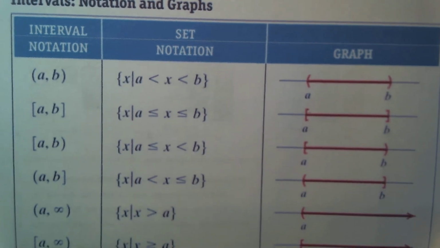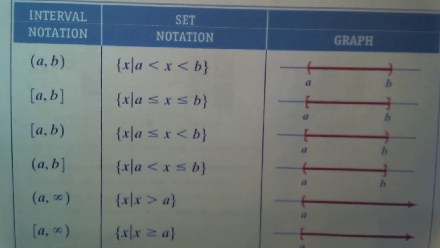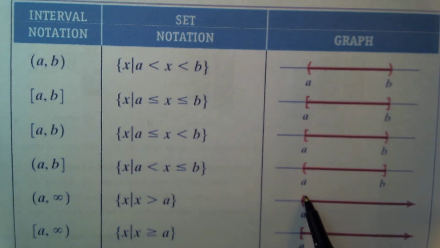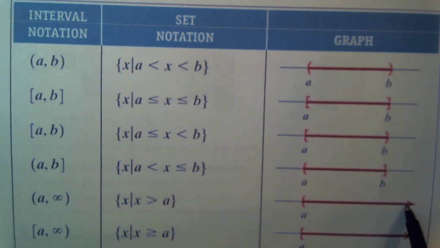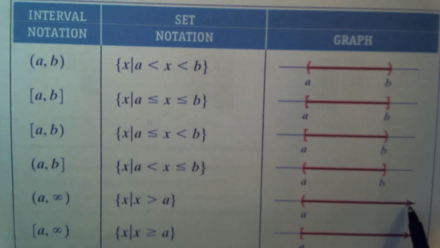Next we're going to look at infinite intervals. And so here we have the interval from a to infinity. That symbol means infinity. And so that's a set of all x such that x is greater than a. So here a is not included. And so we have a parenthesis at a, and then the arrow goes all the way out, indicating it continues indefinitely. So that would be one of the infinite intervals.